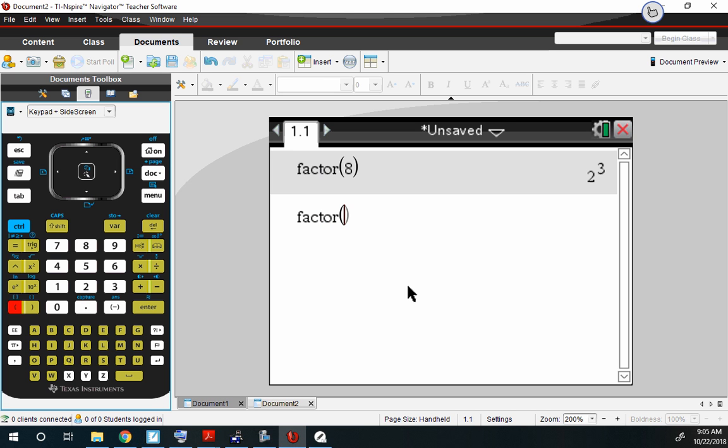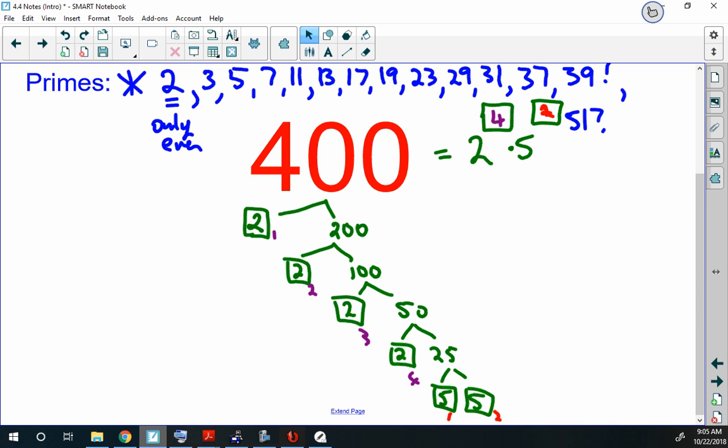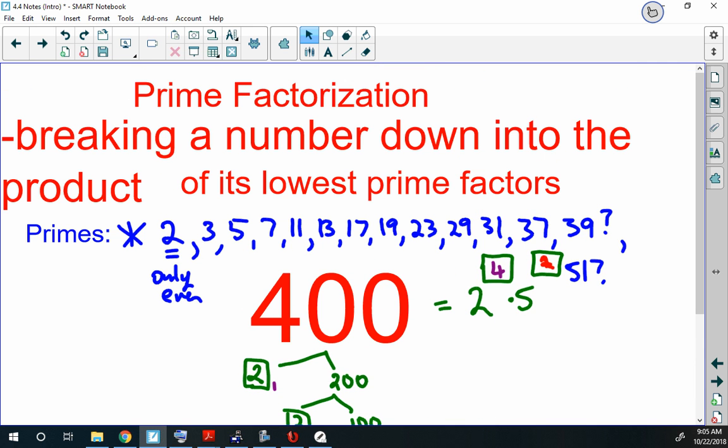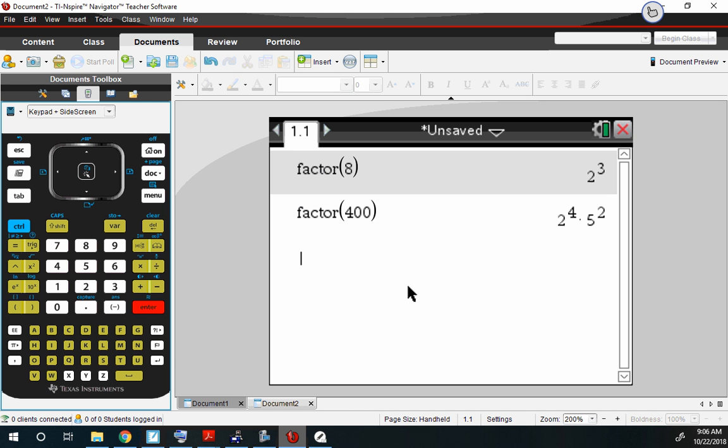F-A-C-T-O-R, factor the number 400. There it is. And finding prime factors is a skill that's necessary when you go to find an LCM, a GCF, I get them twisted, a GCF. When you go to find a GCF, you'll need to be able to do this prime factorization thing. Okay. How do we feel about prime factorization? Does that concept make sense? So to be clear, the TI Inspire, when you tell it to factor something for you, it will find the prime factorization. Okay.